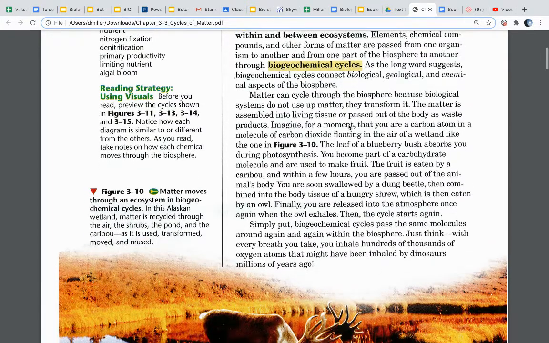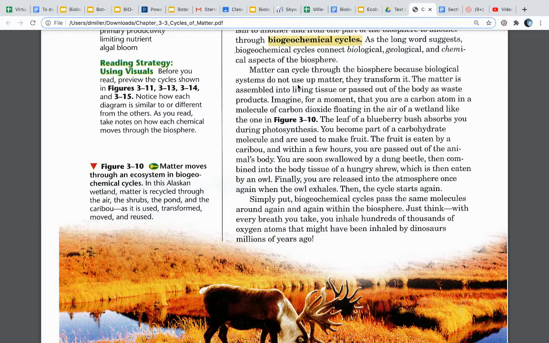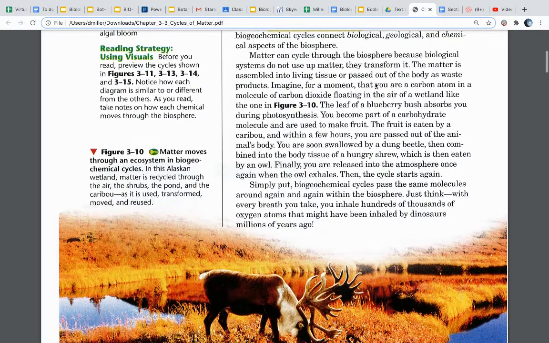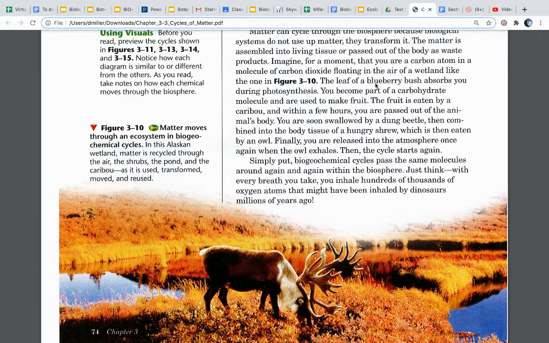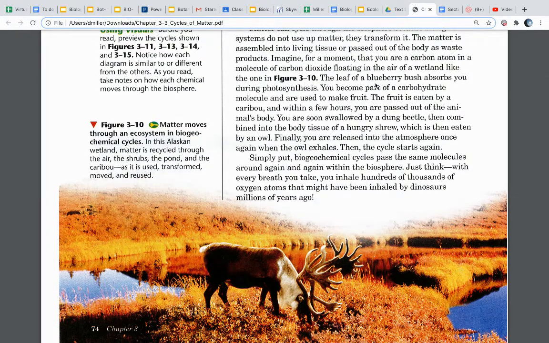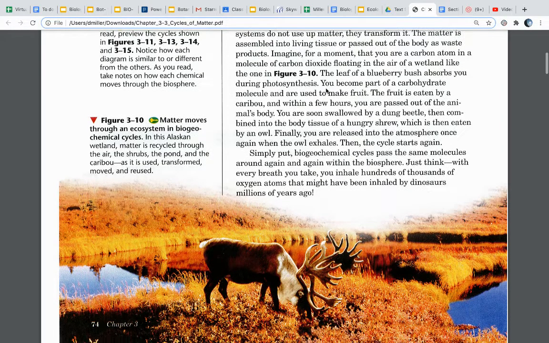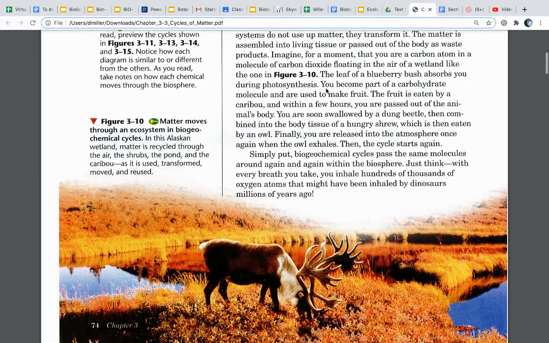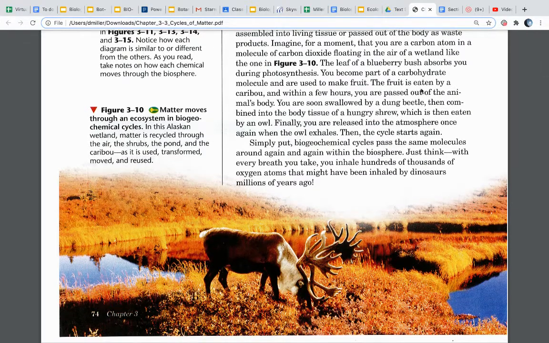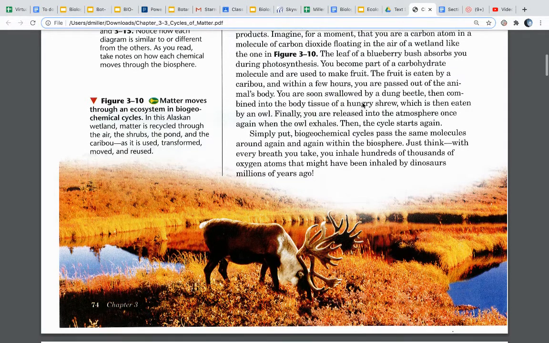Matter can cycle through the biosphere because biological systems do not use up matter, they transform it. The matter is assembled into living tissue or passed out of the body as waste products. Imagine for a moment that you are a carbon atom in a molecule of carbon dioxide, floating in the air of a wetland like the one in figure 3.10. The leaf of a blueberry bush absorbs you during photosynthesis. You become part of a carbohydrate molecule and are used to make fruit. The fruit is eaten by a caribou, and within a few hours you are passed out of the animal's body.